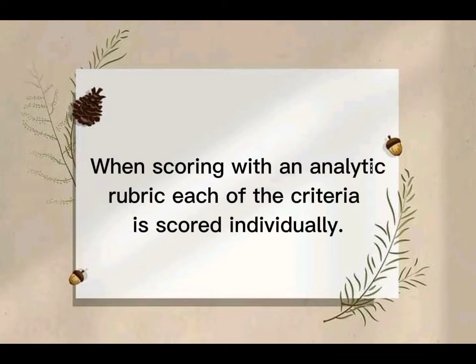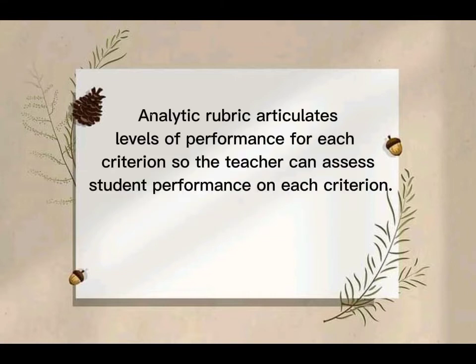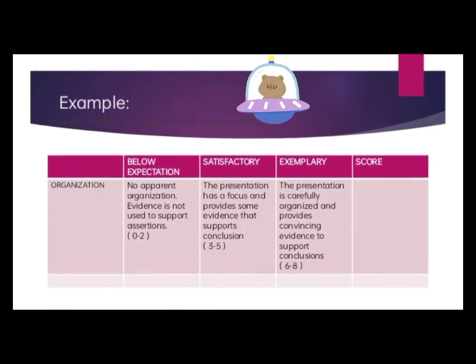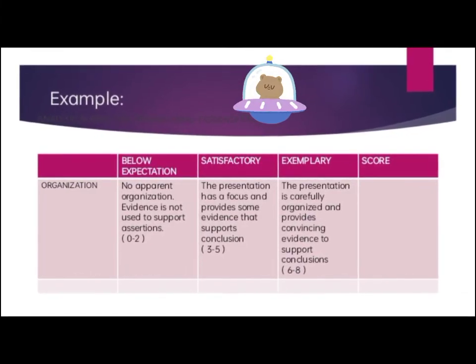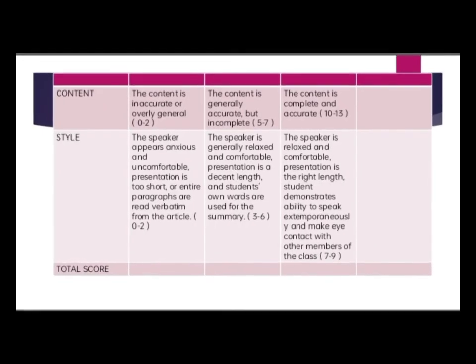When scoring with an analytic rubric, each of the criteria is scored individually. An analytic rubric articulates levels of performance for each criterion so the teacher can assess student performance on each criterion. So, here is an example of an analytic rubric for grading oral presentations.